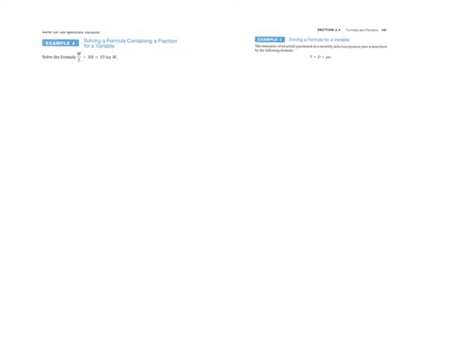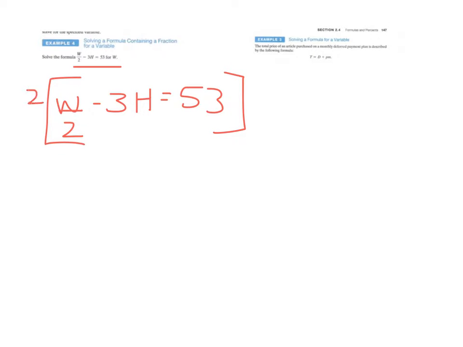All right, we want to solve a formula or an equation that has a fraction in it. So we have w over 2 minus 3h equals 53. Same as we did in the last problem, we're going to multiply by whatever the denominator is. So if I multiply everything by 2, in this case, 2 times 1 divided by 2 is 1w. 2 times a negative 3 is a negative 6. And 2 times 53 is 106.